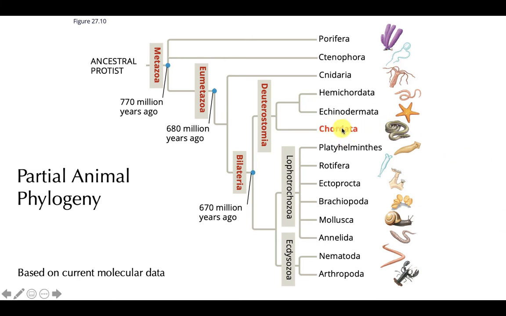Here's chordata. This is the phylum. It is in metazoa, which are all animals. Eumetazoa, it has true tissues, including muscle and nervous tissue, the most important animal tissues. Bilateria, so chordates have bilateral symmetry. They are triploblastic, with their muscles coming from the mesoderm. And they are cephalized, meaning that they have concentrations of neurons anteriorly.